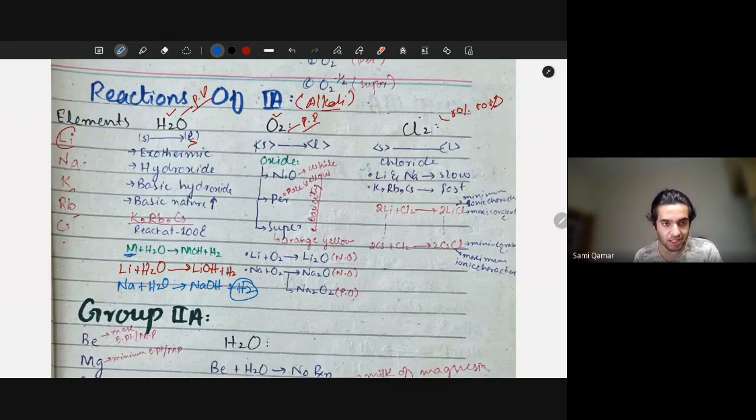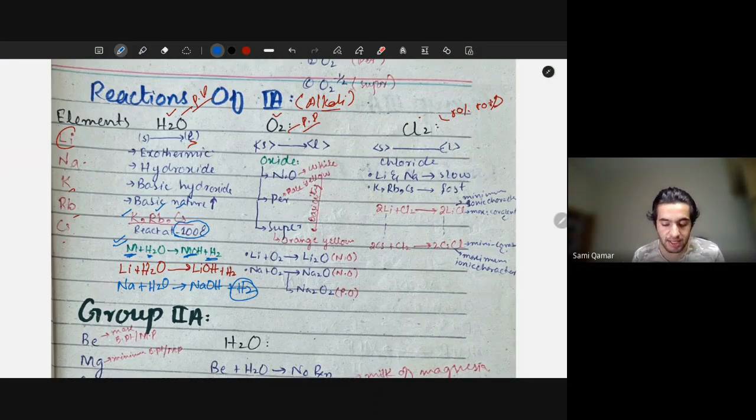Metal, which is lithium, sodium, potassium, rubidium, cesium, will react with H2O, and they will make MOH, which is hydroxide: lithium hydroxide, sodium hydroxide, potassium hydroxide, and hydrogen gas will release. So you really need to remember this statement. Yes, there is one exception: lithium and sodium will react at normal temperature, room temperature. But for potassium, rubidium, and cesium, we need to supply minus 100 degrees centigrade temperature. So they react at minus 100 degrees centigrade.